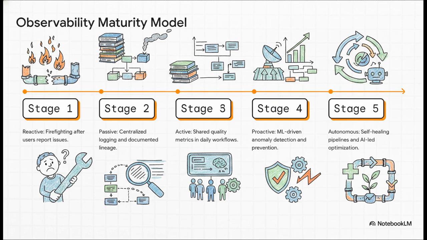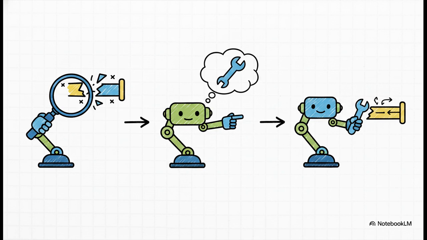Most organizations, let's be real, start at stage 1, pure chaos, just reacting to fires. But as they mature, they move towards being proactive, using machine learning to prevent issues before they even happen. But the holy grail, the real goal, is stage 5, autonomous, self-healing pipelines where the system can literally fix itself. And this is where the entire field is heading.